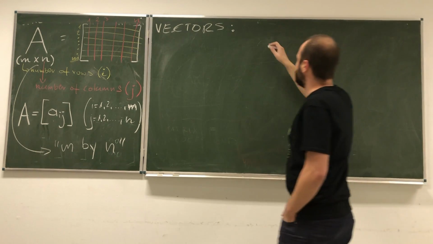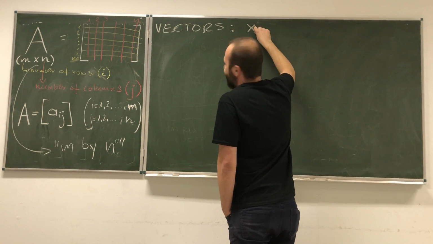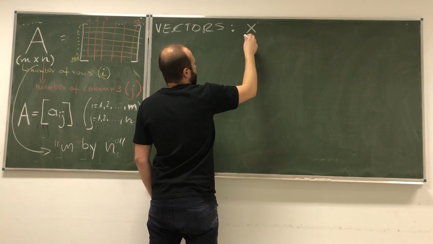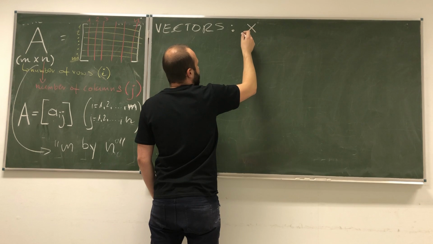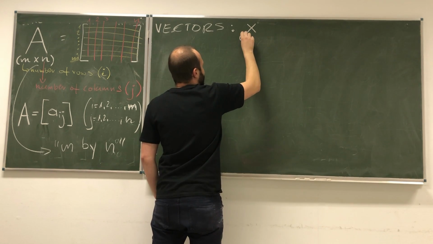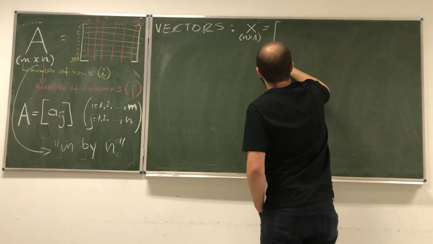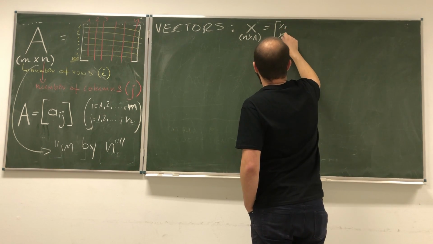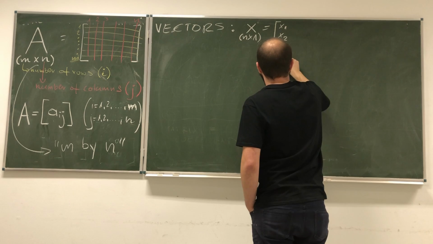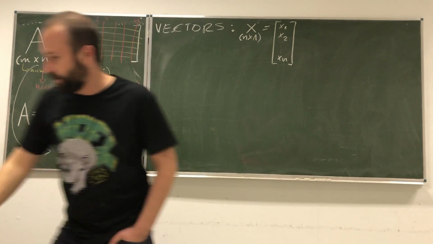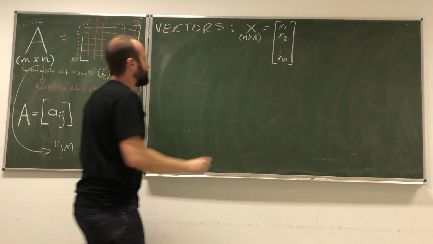So, for example, vector x is of the dimension, let's just say, n by 1, with elements x1, x2, until xn. This thing that you see over here, we will call column vector.